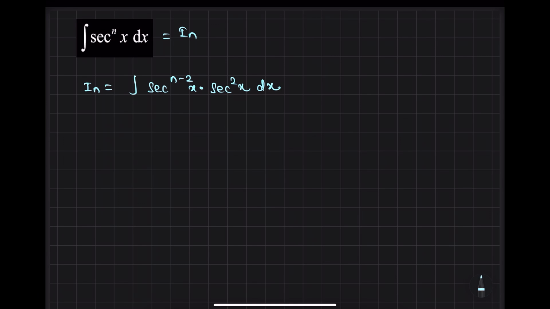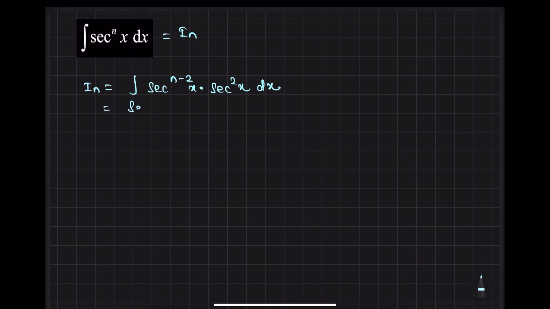Now the point is what we should do here. Can we take this thing as z so that its differentiation becomes sec square x? No. Differentiation of sec x is not sec square x. So what will we do? In this case you have to apply integration by parts.